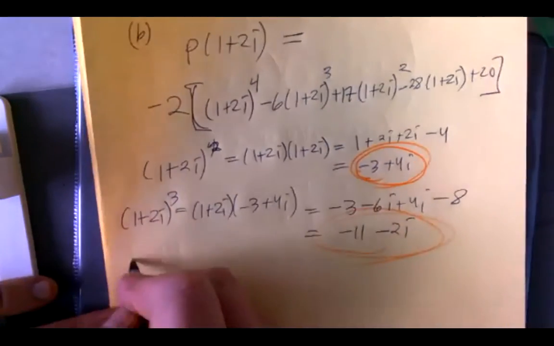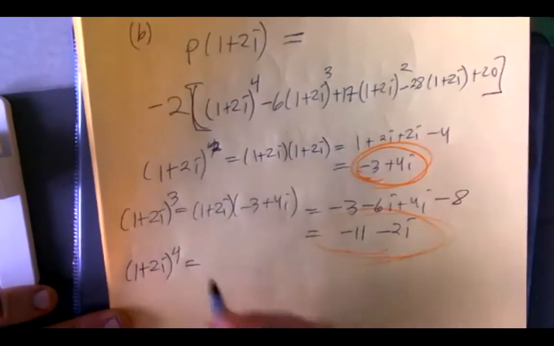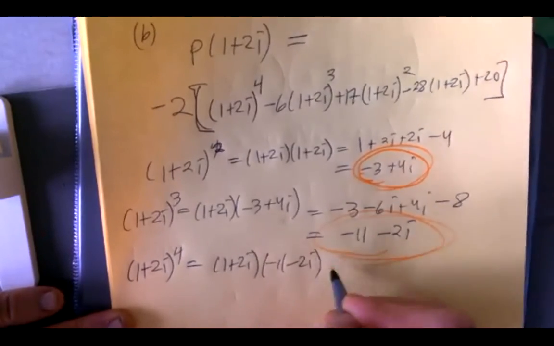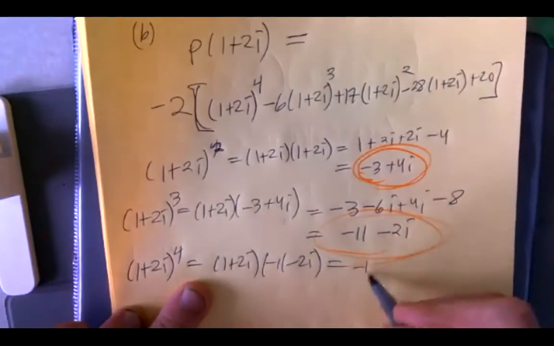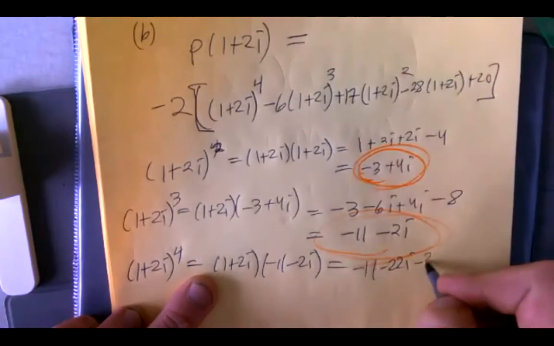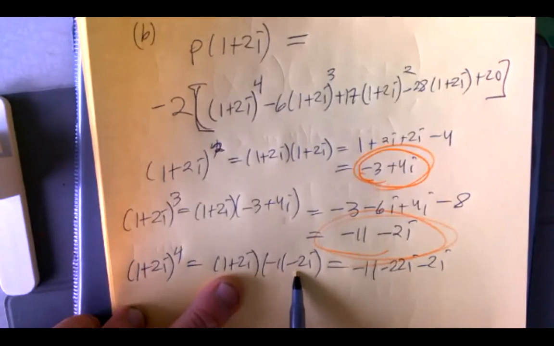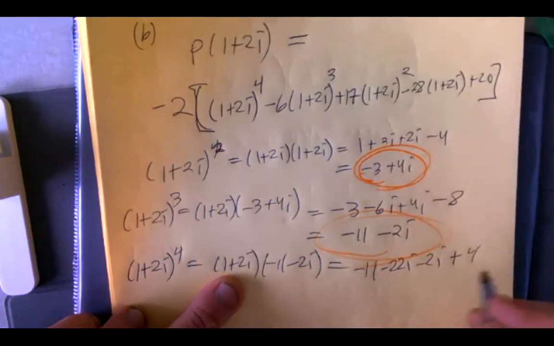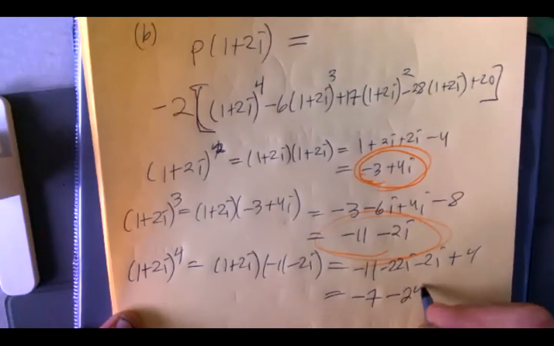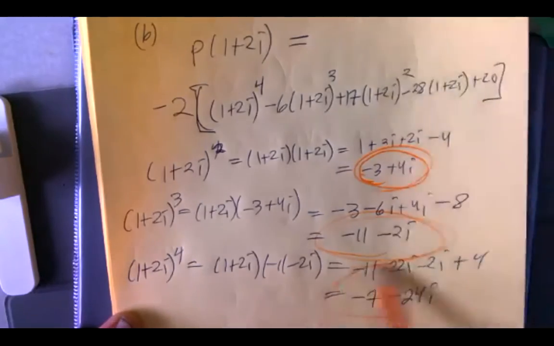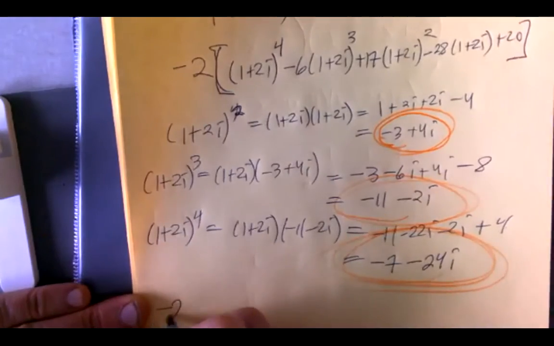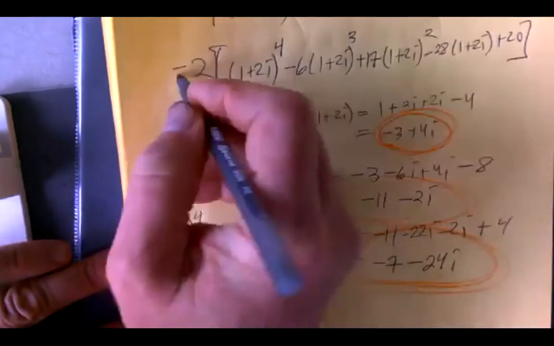Okay, so the last one, 1 plus 2i to the fourth, it's just 1 plus 2i times this one. Foil it out: negative 11, negative 22i, minus 2i. Okay, we have negative 4i squared. That is plus 4. Negative 11 plus 4 is negative 7 minus 24i. And so then it's not too bad. You got to add parentheses, but okay, back to the problem.